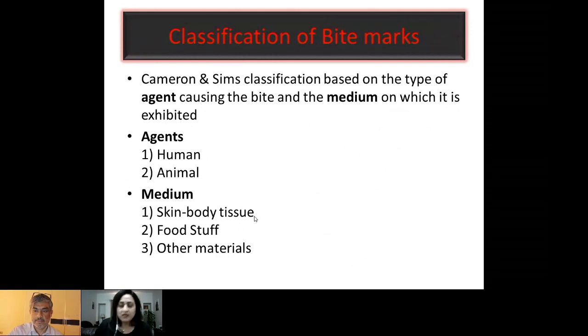And it is now possible with advances in the technology to produce more and more accurate bite mark replicas. The agents are human and animal, as I said, and the medium can be skin, body tissue, foodstuff, and other materials. In agents, a third thing is also included, that is a paranormal, but that is a little difficult to explain. So I guess, I didn't include it in my slide.